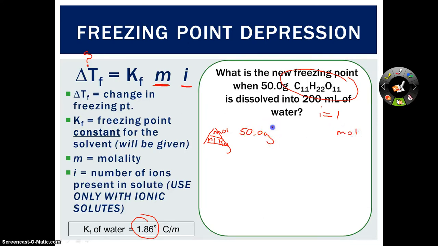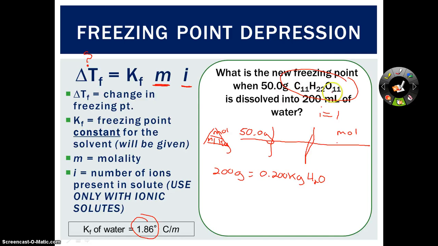I'm going to set this up to remind me that's what I want to do. And I'm going to take 200 milliliters and convert that to kilograms. Small to moles, big to kilograms. So 200 milliliters, remember, for water, milliliters is the same as grams. So 200 milliliters means I have 200 grams, which is 0.2 kilograms.